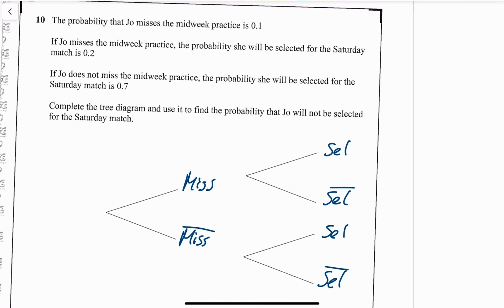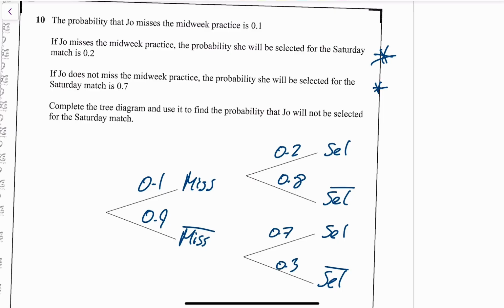The probability that Jo misses the midweek practice is 0.1. That means it must be 0.9 that she doesn't miss. Then next line. If Jo misses the midweek practice, the probability that she'll be selected for Saturday is only 0.2. Fair enough, really. And then 0.8 that she will not be selected. And then next line. If Jo does not miss the midweek practice, that's the 0.9, the probability that she will be selected for the match on Saturday is 0.7, and then that's 0.3.